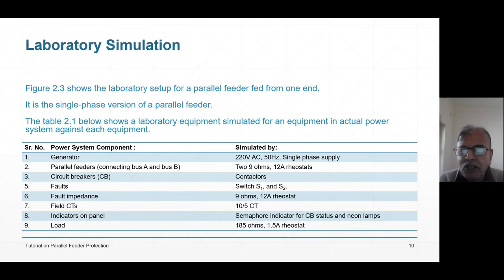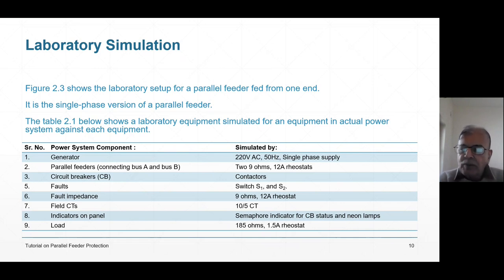Otherwise, if I use a 5 ampere relay, then for 5 times, I will have to pass 25 ampere, and on the 10 side that means I have to pass 50 ampere. 50 ampere is too big a current. I will have to have very big wires, and the cost of the experiment will be very high. My aim is to decrease the cost. Therefore, I am going against the practice in this case.